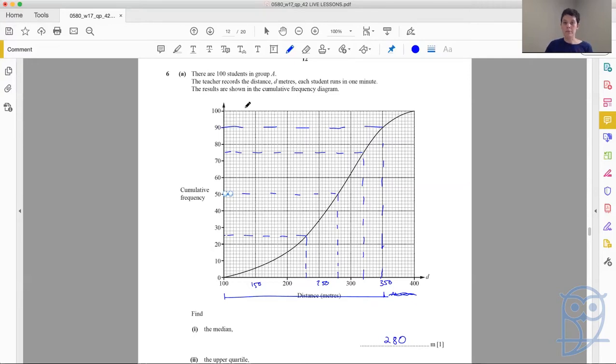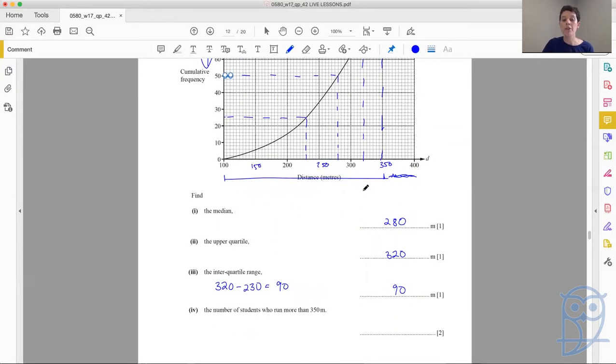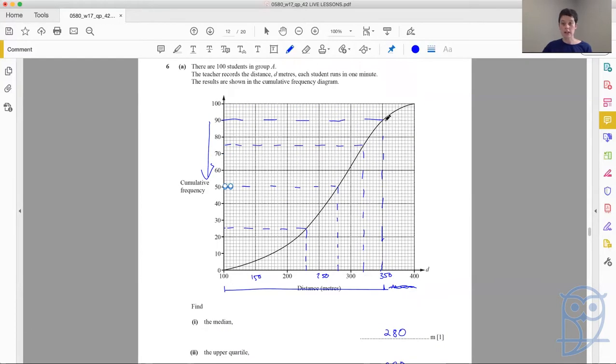90. But remember that 90 represents these students here, which is these lengths here. So it is not just 90. 90 represents the students who run less than or equal to 350. So for those who run more than 350, we need to do 100 minus that 90 equals 10. So there are only 10 students who are running more than 350, just that little piece that adds on at the top.